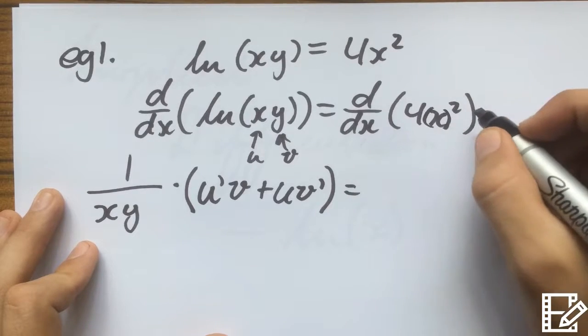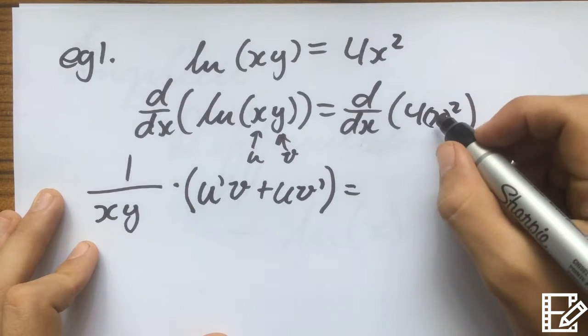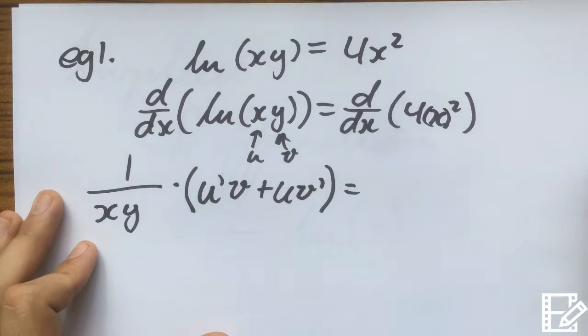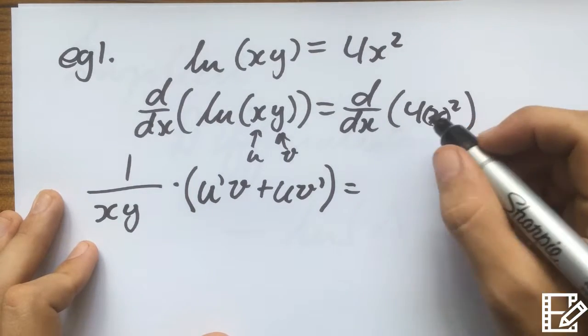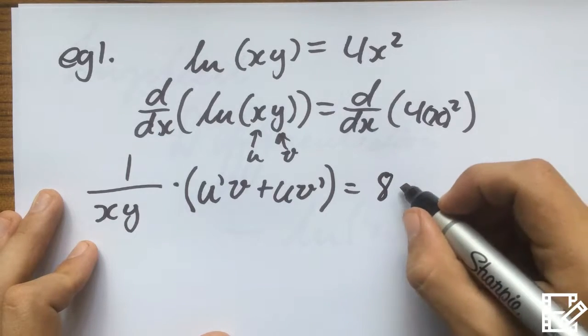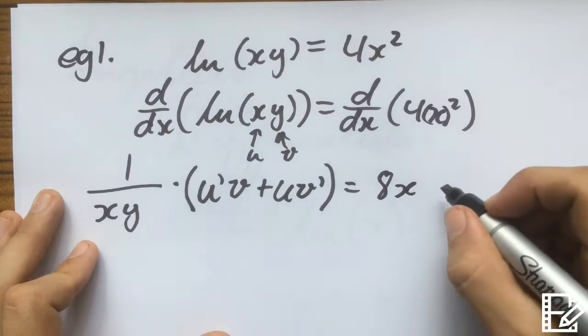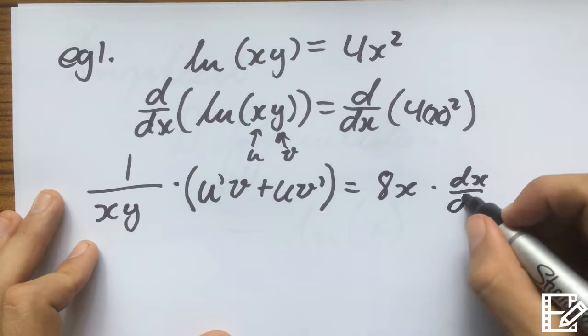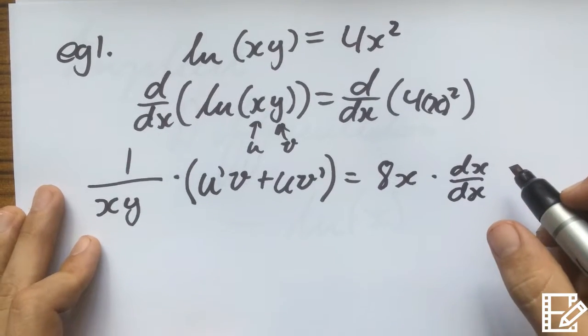Now, we treat this like the chain rule. Derive the outside, leave the inside the same, and then multiply by the derivative of the inside. So, the outside, bring the 2 down, multiply by the 4, we get 8. The x stays the same, multiplied by the derivative of the inside, derivative of x with respect to x.